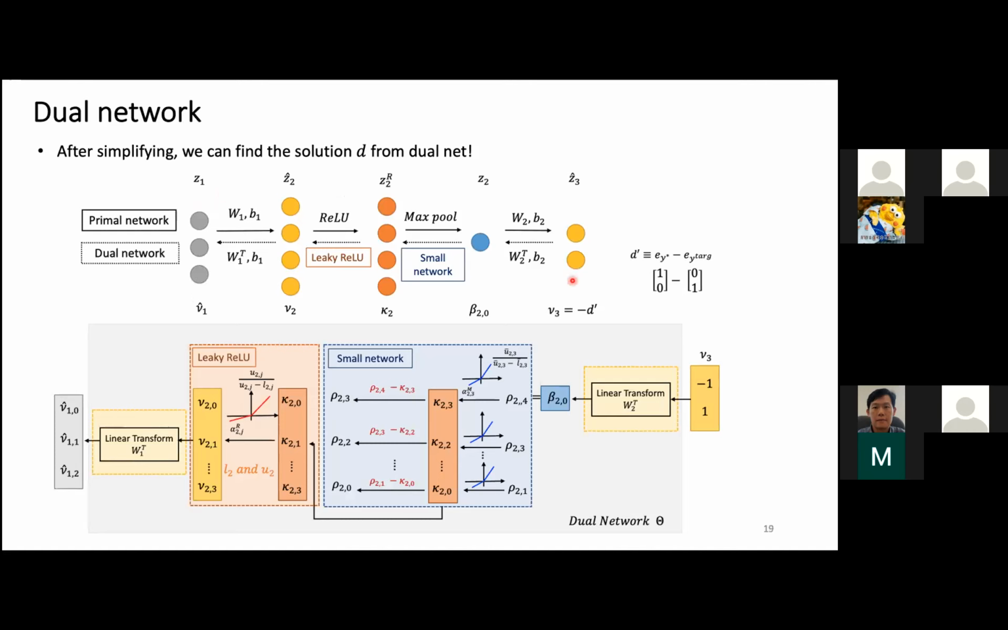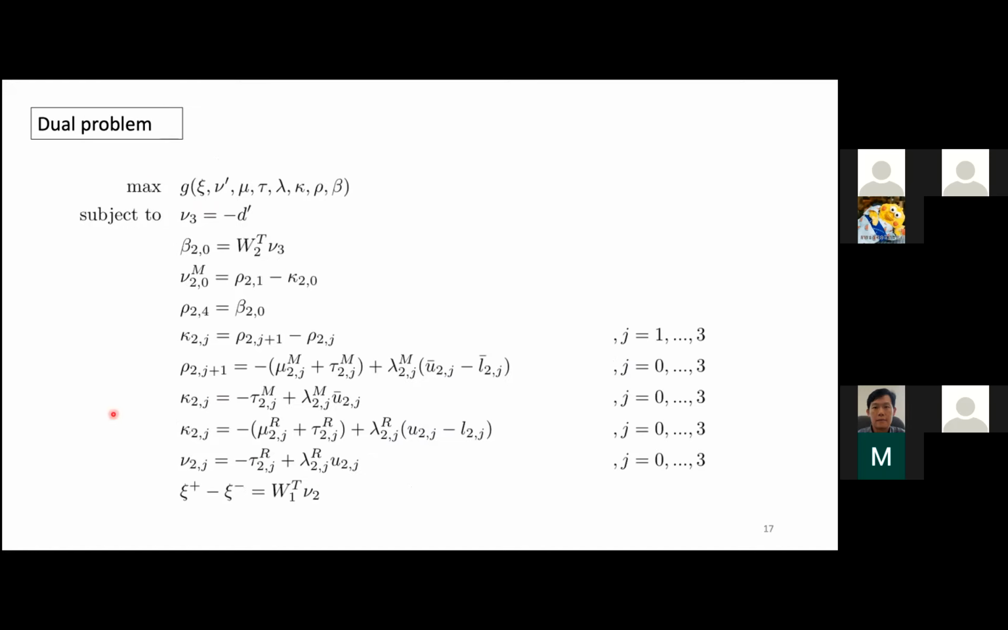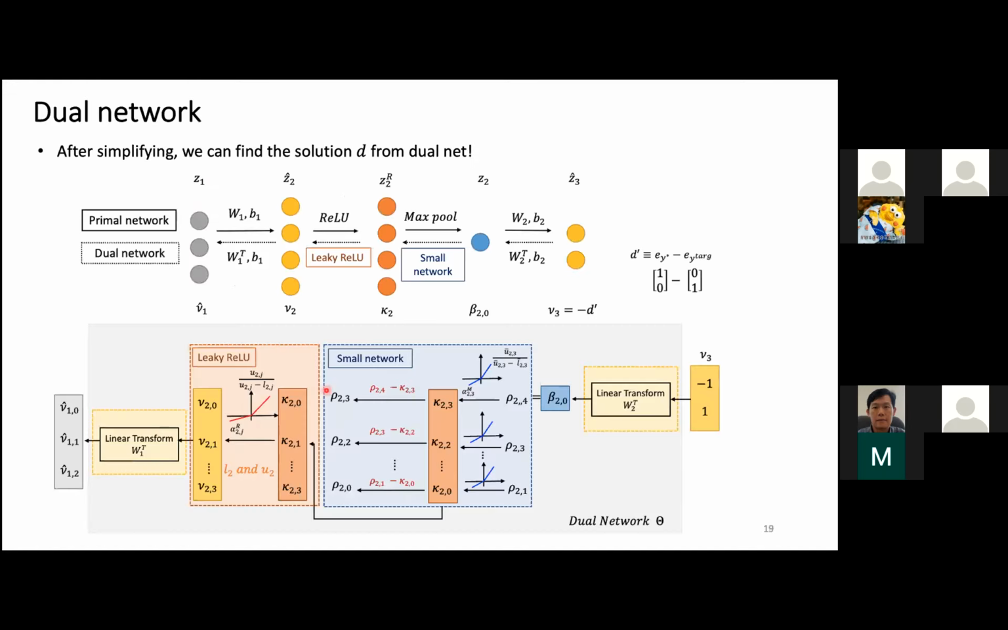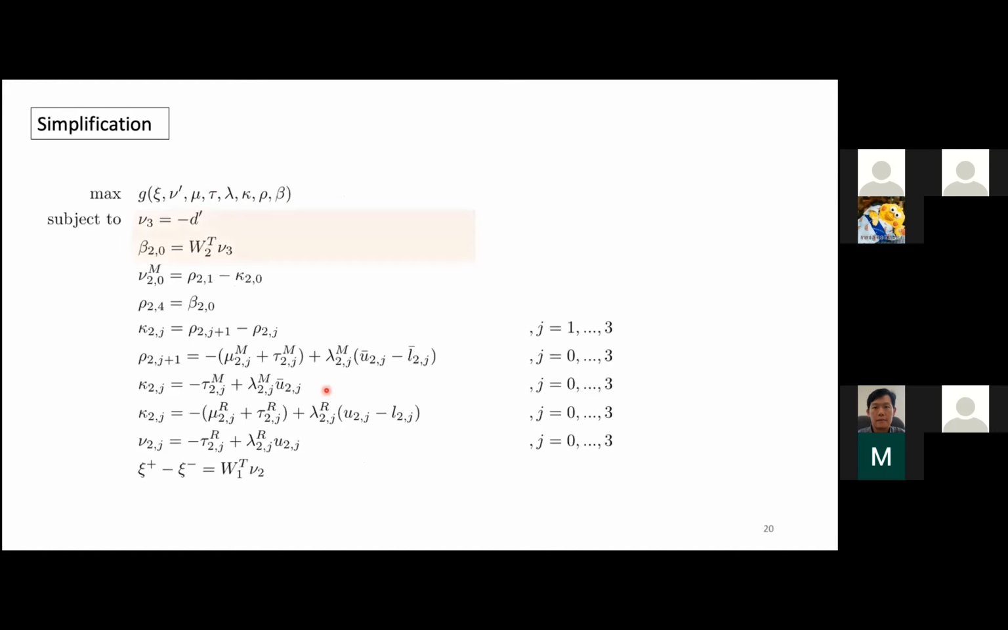So let me give you a preview. That's the constraint. If we simplify the constraint, it will get a network form like here. So now I will introduce how to get this back from the constraint here. Okay, let's move on. Let's see the orange block here.